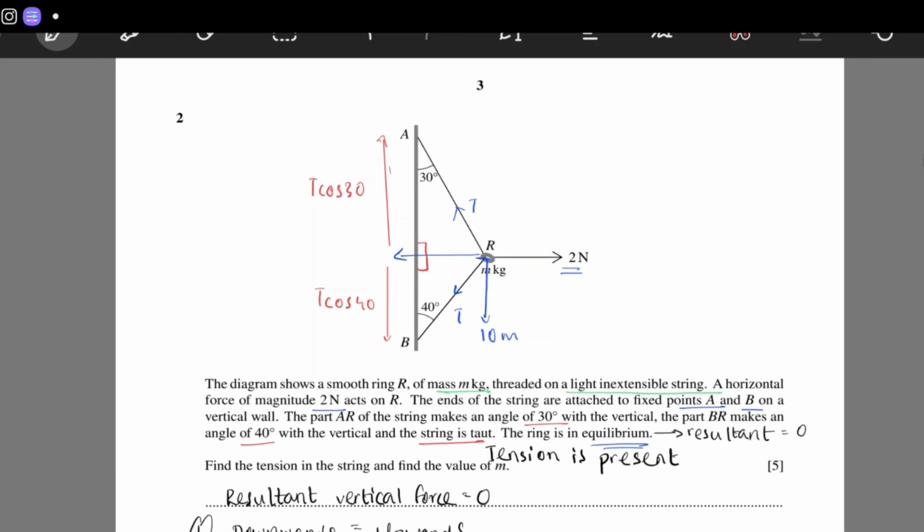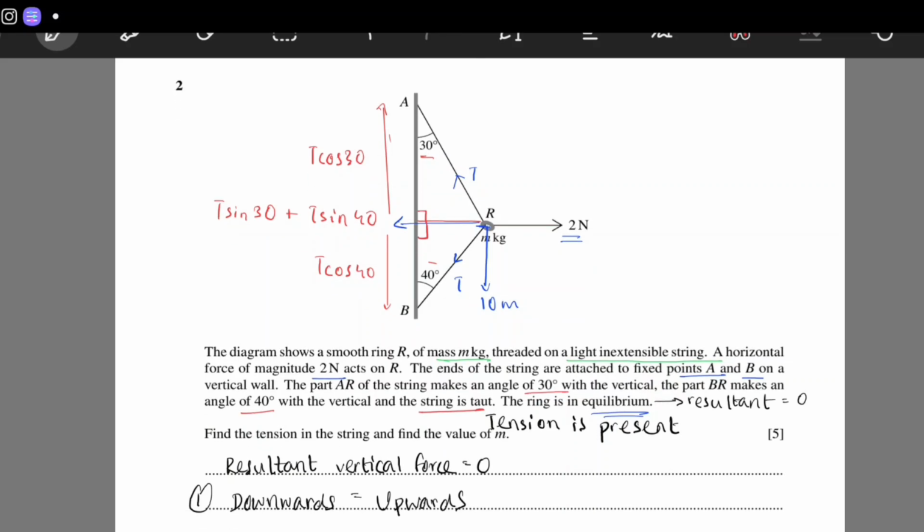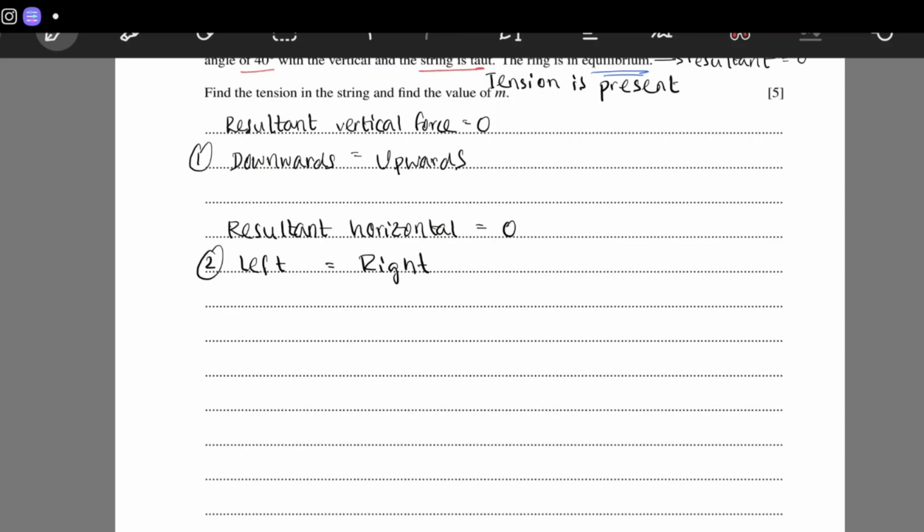Now to find the horizontal components, the horizontal components are both acting towards the left, and they are the base of the right angle triangles. Since they are opposite to their respective angles, 30-degree and 40-degree, I can say the forces are t sine 30 plus t sine 40. This is the horizontal component of tension. So now that I have the components of each force, I can start to form the required equations.